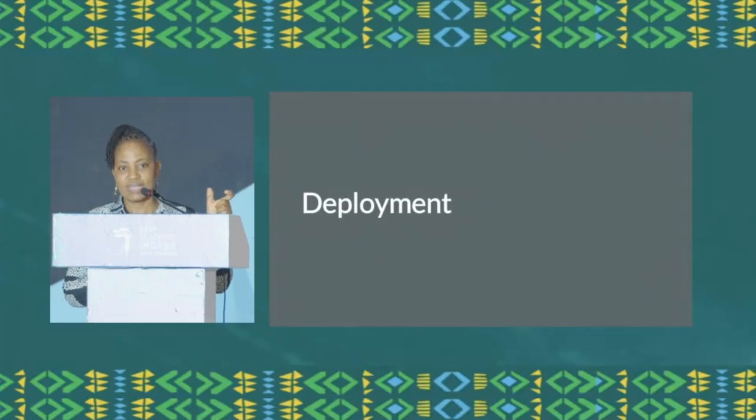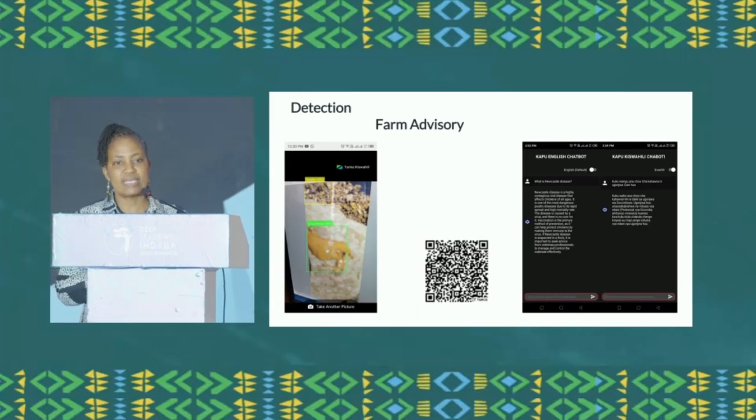And this is where the key comes in, end to end. We have to go back to the farmers with the solution, provide them with the solution in their hands. Our first attempt is a mobile application where we deployed the YOLO V8 detection model on the Android application, and also provided a farm advisory chatbot in English and Kiswahili.